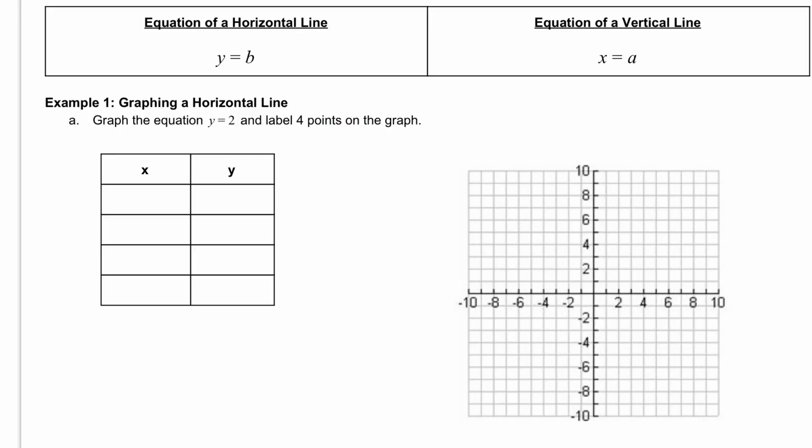We're going to start by labeling 4 points on our graph. Well, the only thing this equation says is that the y value has to be 2. So I'm going to come to my table of values and put a 2 in for every single y, because according to my equation, y has to be 2. It does not matter what x is.